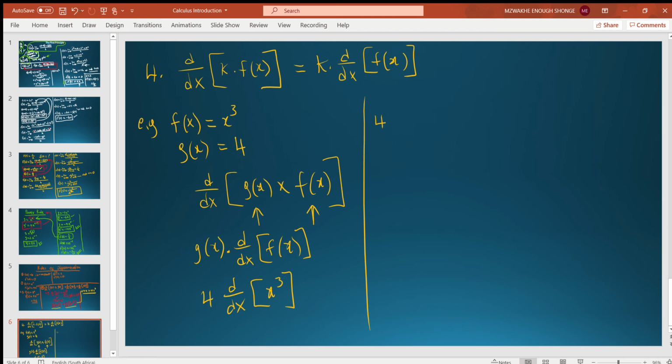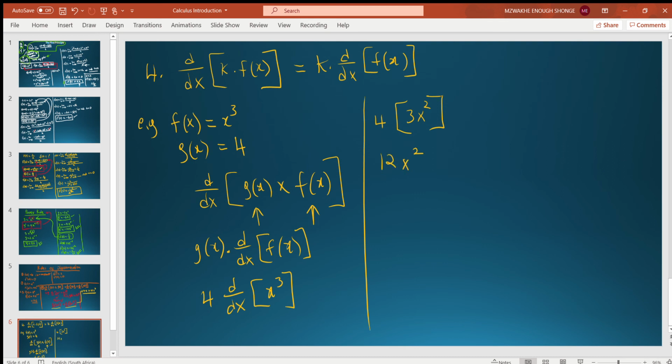What is the derivative of x cubed? The derivative of x cubed is 3x to the exponent 2. My PowerPoint is lagging, so it's delaying me from writing. But what you're going to have is 4 multiplied by 3x to the exponent 2, and you multiply that 3 with 4, and your final answer would be 12x to the exponent 2.